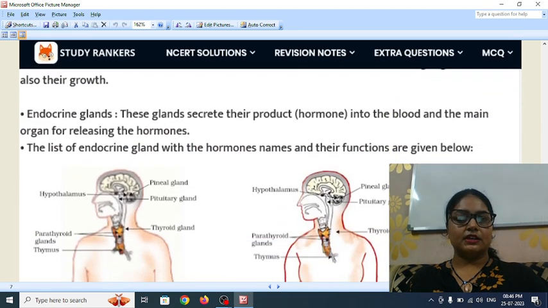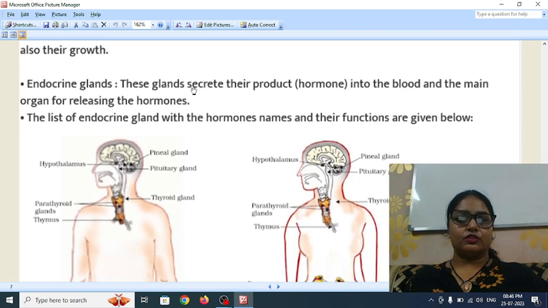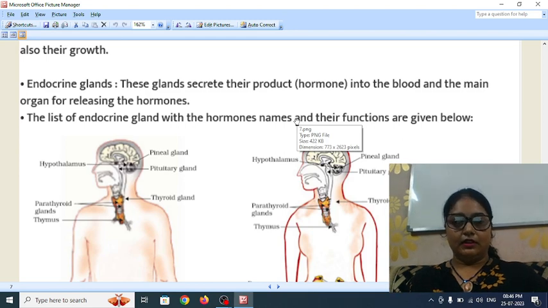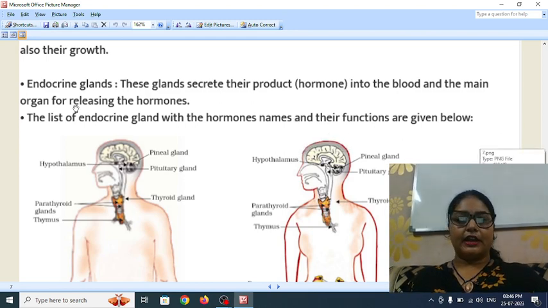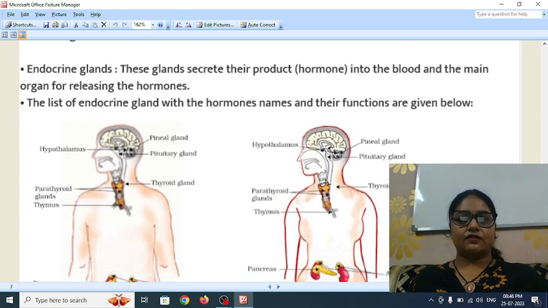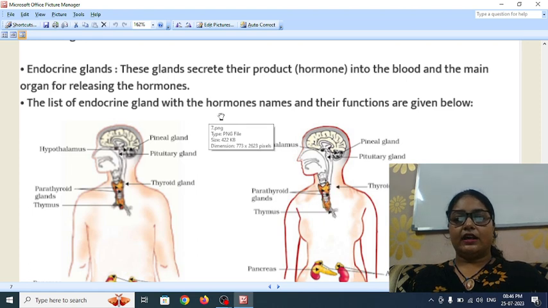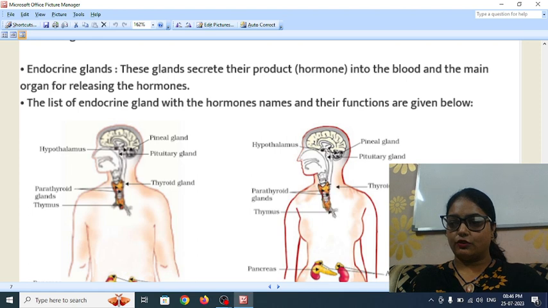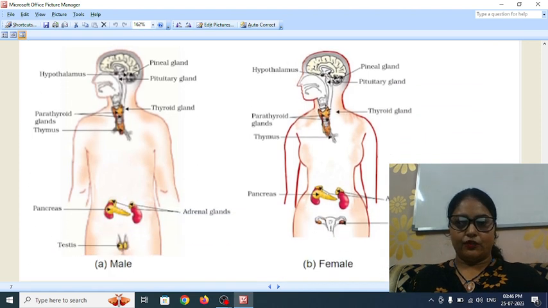And now next, there are also growth hormones, endocrine. These are the growth hormones in the human being. An endocrine gland secretes and produces a hormone into the blood, and the main organs release the hormones. And now next, this is the list of the endocrine glands with the hormone names and functions given below. It means you can just take a picture if you want.